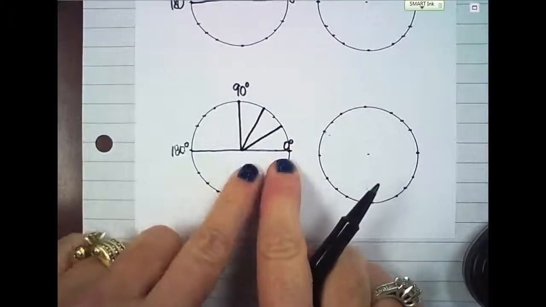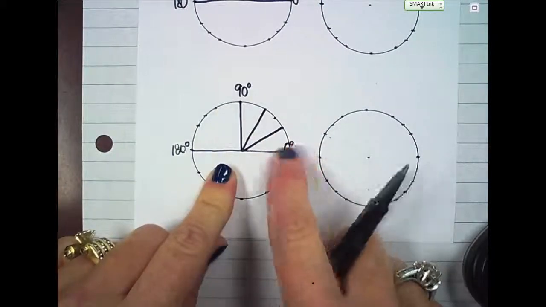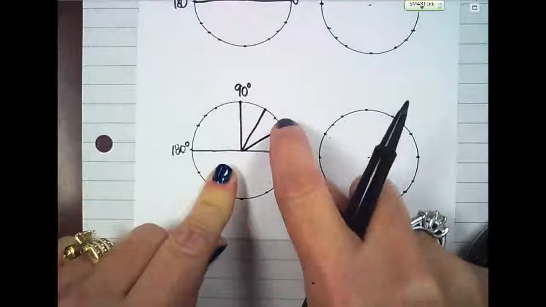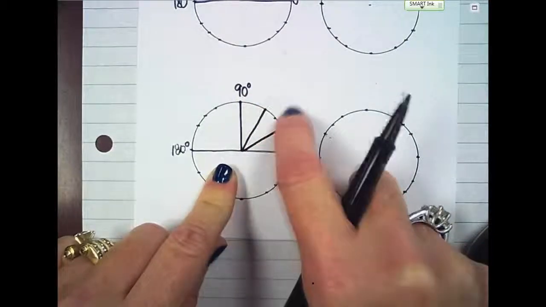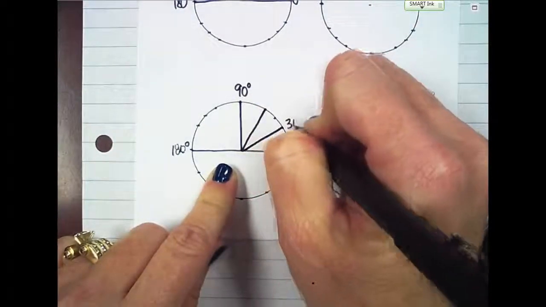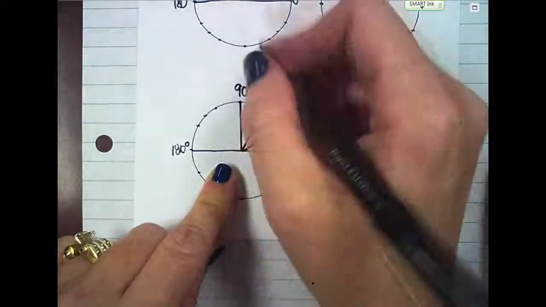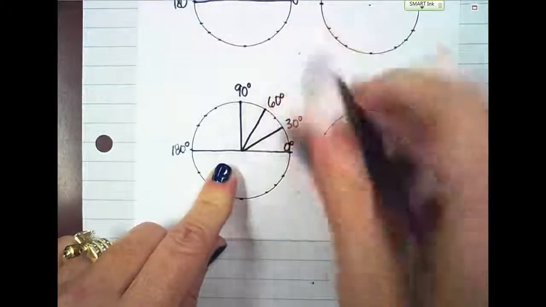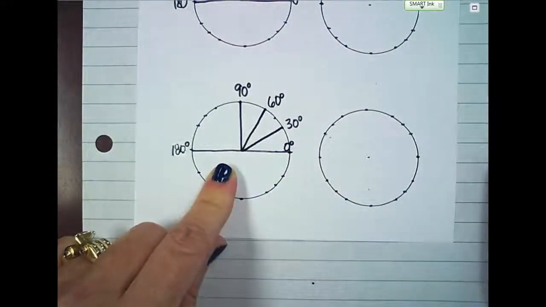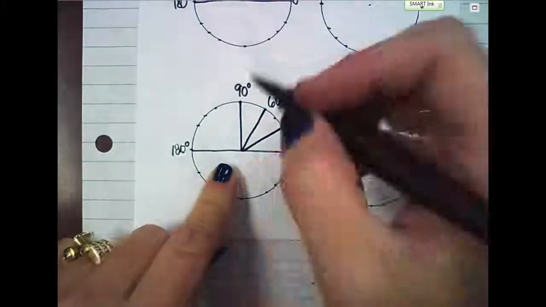Okay, what do you think? If that's 90, and I'm breaking 90 into 3 sections, what do you think these stops are going to be called? This would be a 30-degree angle, right? From here to here is 30 degrees. From here to here would be a 60-degree angle, and then a 90. Are you seeing it?